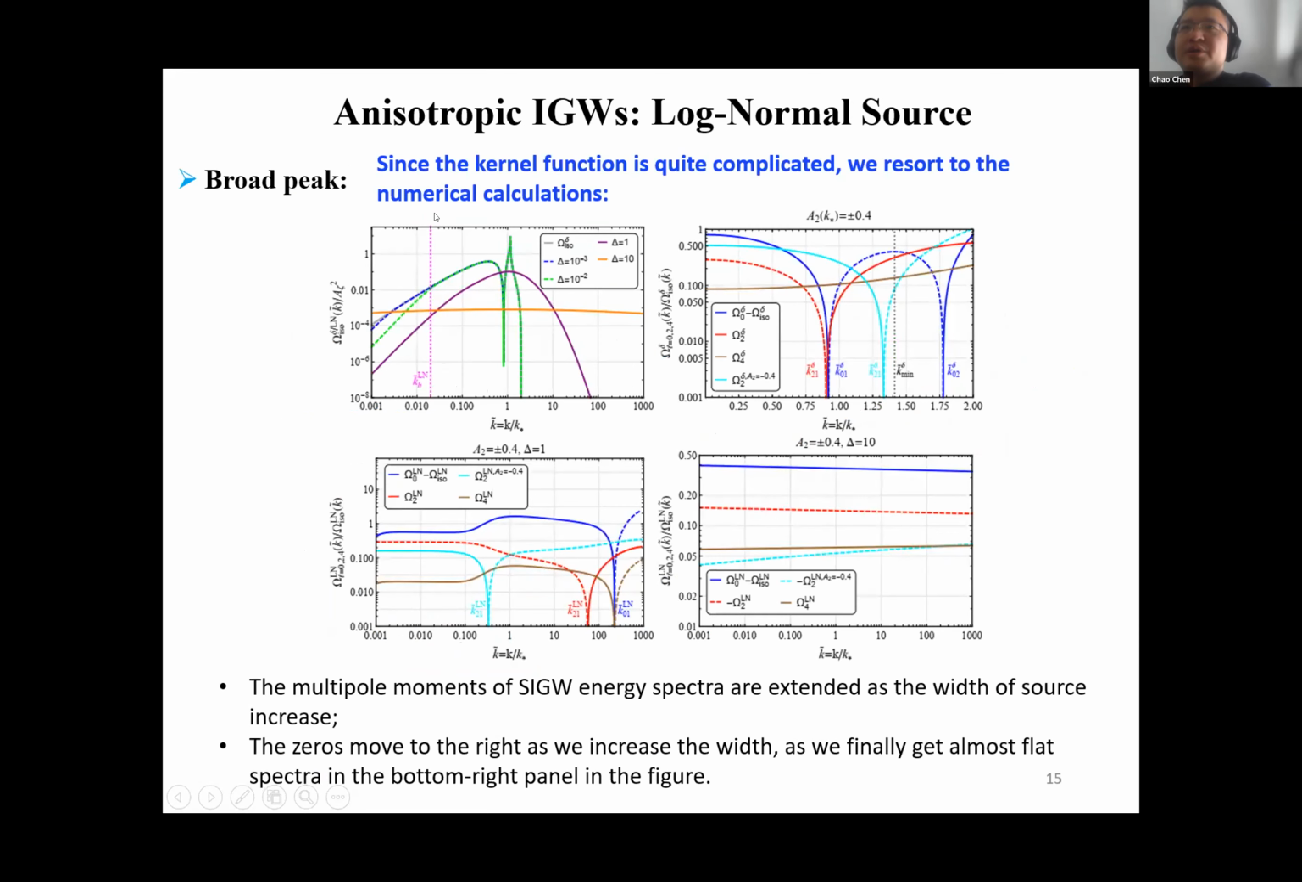For the broad peak, due to the anisotropy, the kernel function is very complicated, so we just refer to the numerical calculation here. As we expect, you can see that for the broader peak, the power spectrum will become broader, and the zero points will move to the right-hand side when we increase the peak width.